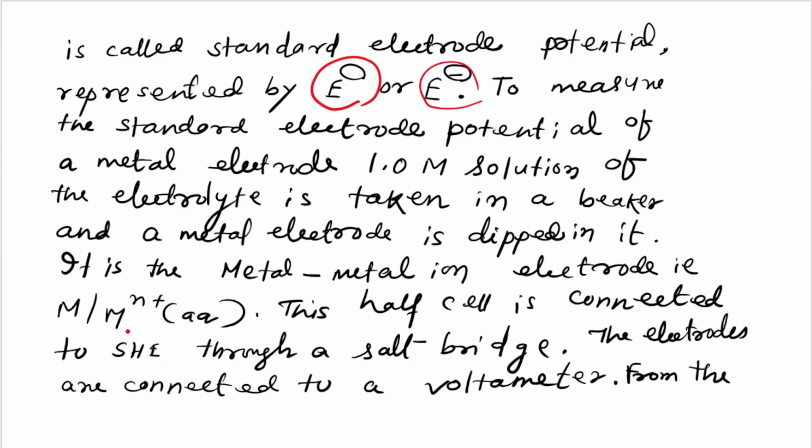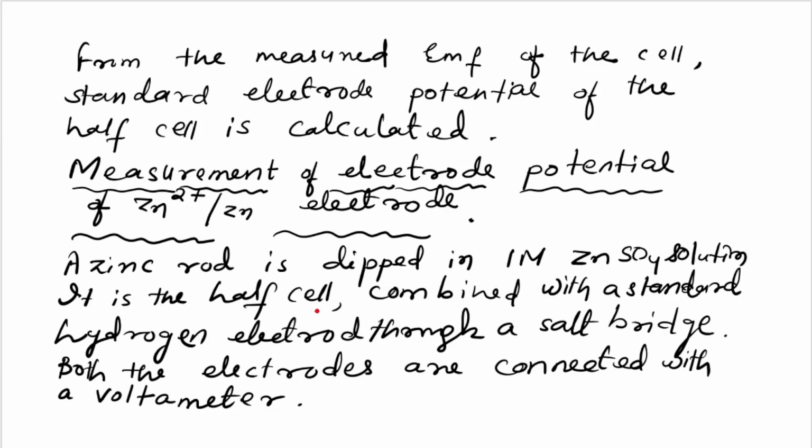That means this one is a half cell and S.H.E. is a half cell. Both are connected by a salt bridge. The electrodes are connected to a voltmeter because you should know what amount of potential is produced, and that value is counted as the electrode potential. From the measured EMF of this cell, you can calculate the standard electrode potential of the half cell.